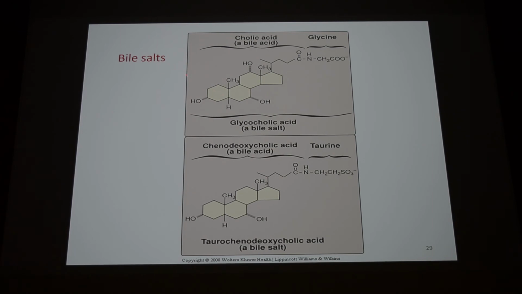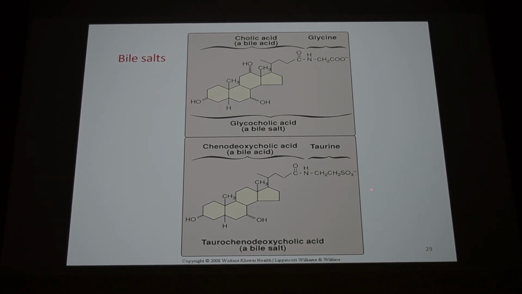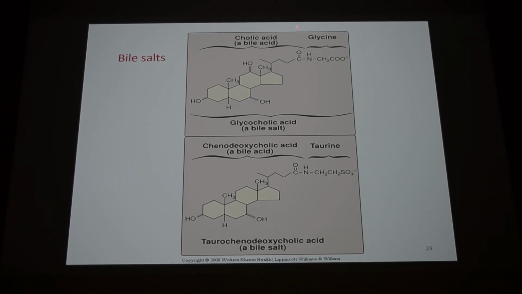What is the difference between bile acids and bile salts? A bile salt is a conjugated bile acid, conjugated to either glycine, so for example cholic acid with glycine forms glycocholic acid, which is a bile salt. And here a conjugation of chenodeoxycholic acid with taurine is called taurochenodeoxycholic acid, which is another example of bile salts. So what I want you to know is that the bile salts are the conjugated bile acids, and the conjugation occurs to either glycine or taurine. Okay?